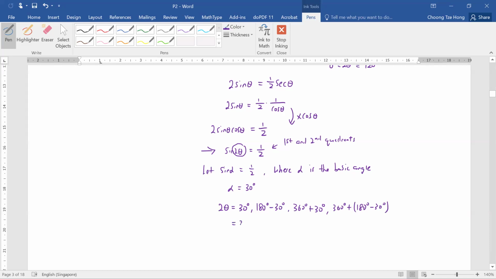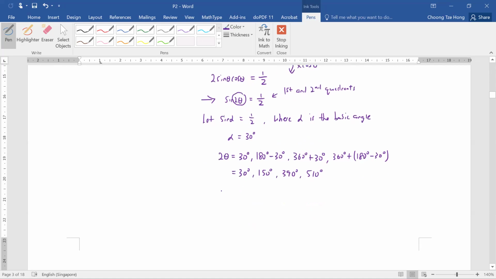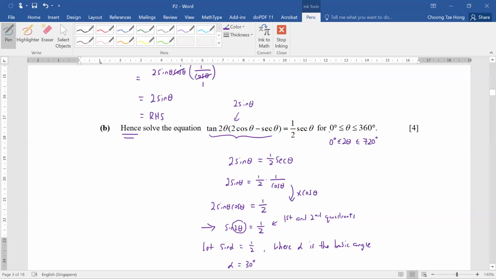Then let's simplify this first. We get 30, 150, 390, and then 360 plus 150, so you get 510. Then one final step. Remember what they want us to solve is for theta. So you get 15, 75, 390 divided by 2 is 195, and then 510 divided by 2 is 255. So these will be the 4 answers. And the 4 answers should all be within this original range of 0 to 360. So this is how you solve a question like this, making use of the answer from part 1.